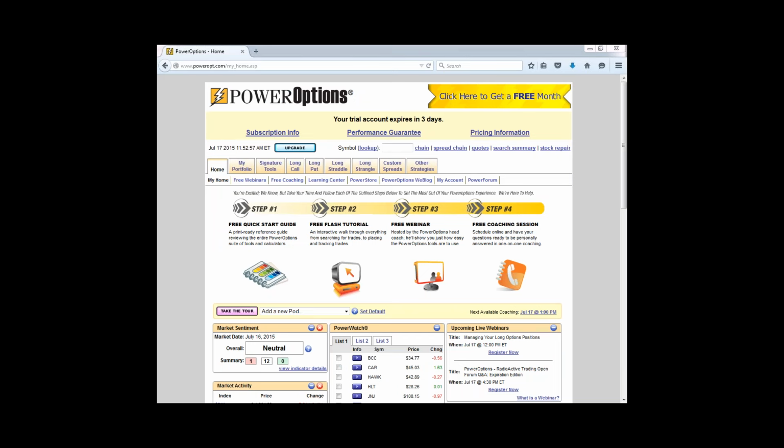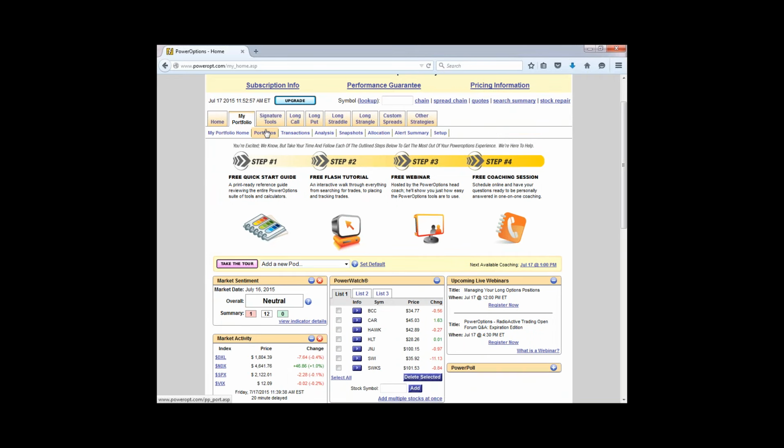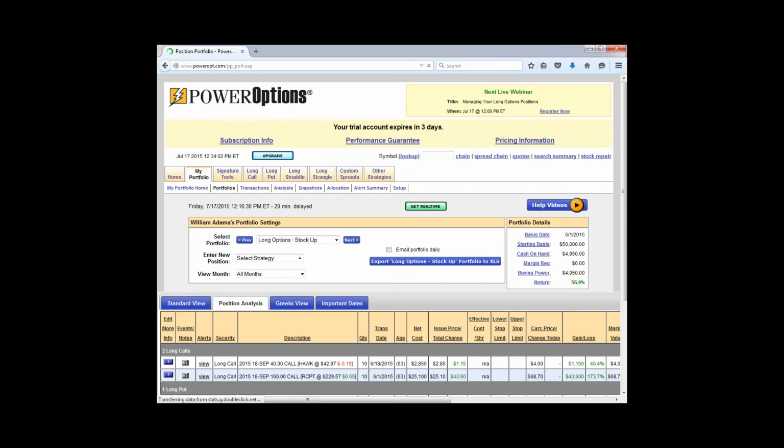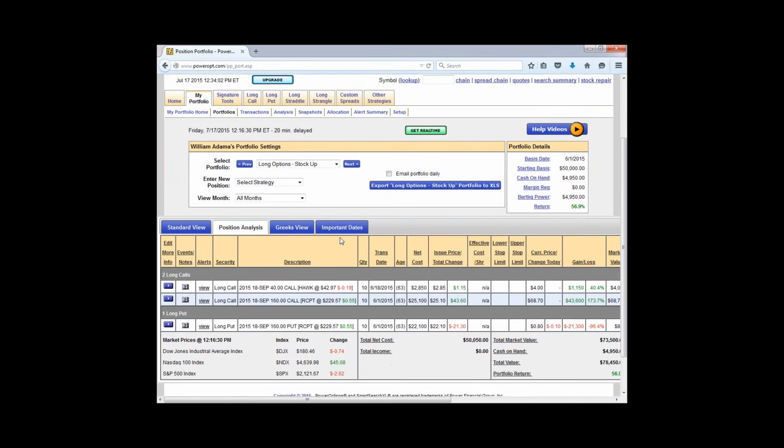Fantastic. And what we're going to do now is go into the My Portfolio tab on Power Options, and we're going to go into the Portfolio view as well. Just making sure. There we go. Okay, all right. So here are the portfolio tools. We've entered in some long options, of course, on positions that have moved up in price.